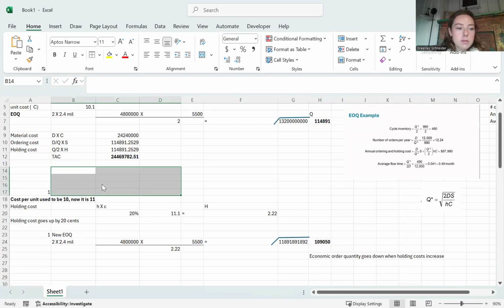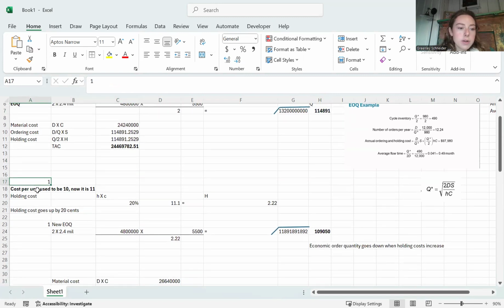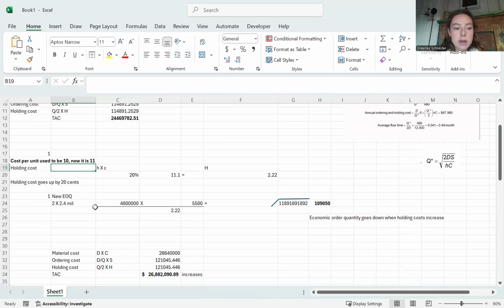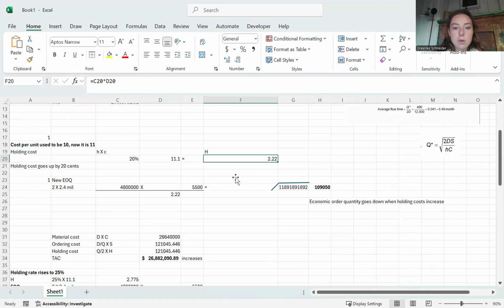So then, moving on to the first question in the assignment. Cost per unit used to be $10, but now it is $11. How does that affect our EOQ and our TAC? So what's going to be affected is our variable H. Before it was 20% times $10.10, but now it's $11.10, which increases our variable H, our holding cost, to $2.22.